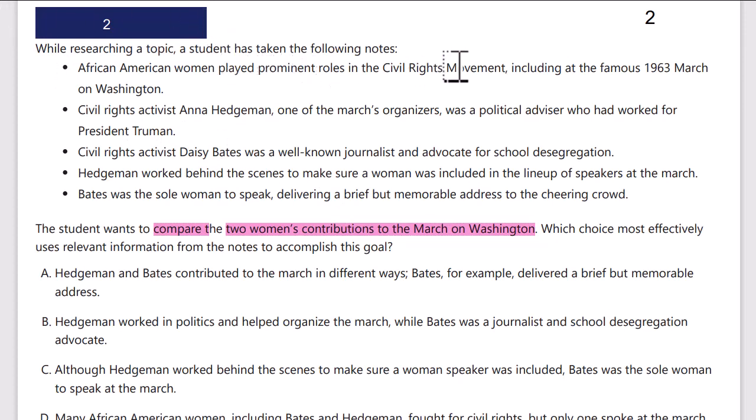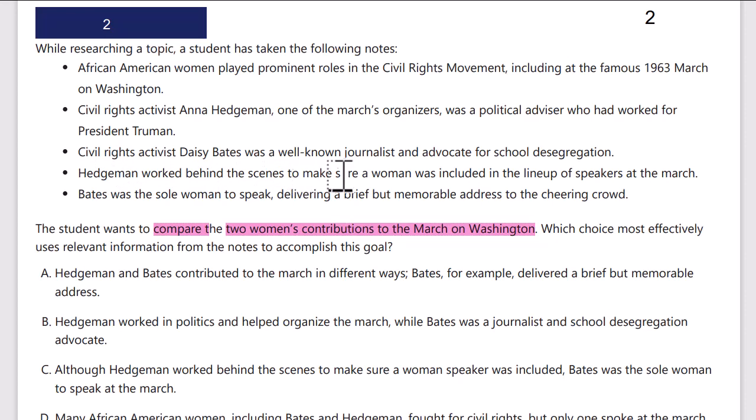African American women played prominent roles in the civil rights movement, including the famous 1963 March on Washington. Background information. Civil rights activist Anna Hedgeman, one of the organizers, was a political advisor who had worked for President Truman. This is general information about one of them, but not related to the march. Civil rights activist Daisy Bates was a well-known journalist and advocate for school desegregation. Again, information about her, but this is not the information we want to compare. We want to compare their contributions to the march.